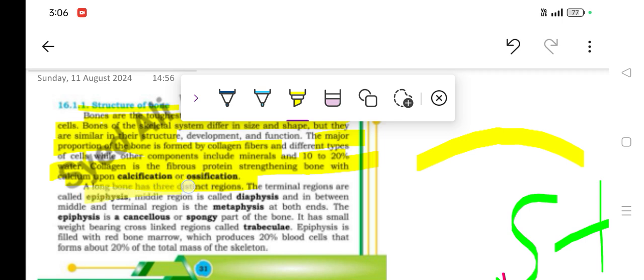So here comes the structure. A long bone has three distinct regions. The terminal region, the end region, is called the epiphysis, the middle region is called the diaphysis, and in between the middle and terminal region there is the metaphysis. The epiphysis is the cancellous or spongy part of the bone, which has a weight-bearing cross-linked region called trabecula.